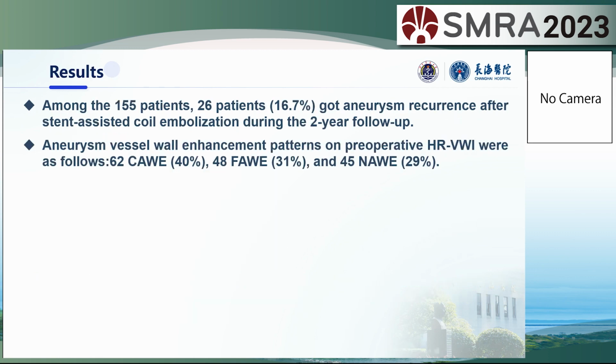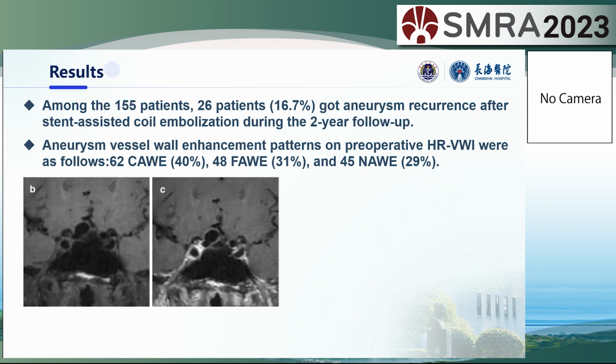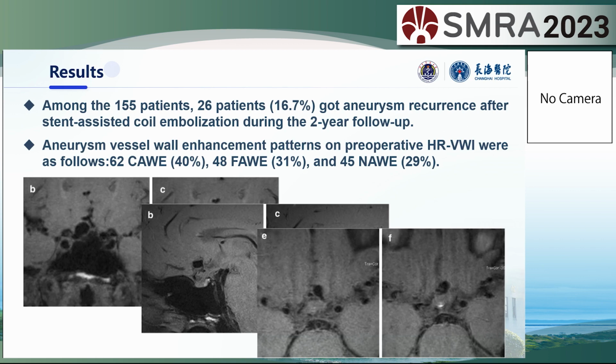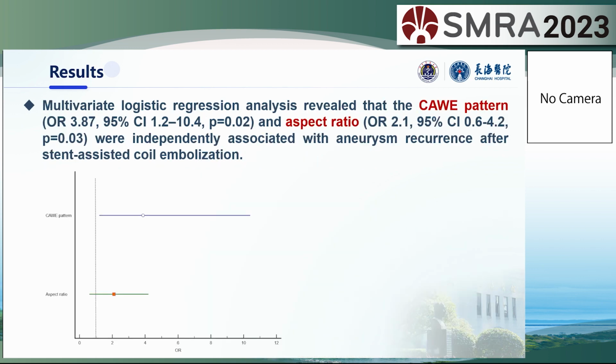Among the 155 patients, about 16.7% got aneurysm recurrence after stent-assisted coil embolization during the 2-year follow-up. We found 40% CAWE, 31% FAWE, and 29% no AWE. And this is some imaging. The multivariable logistic regression analysis revealed that the CAWE pattern and aspect ratio were independently associated with aneurysm recurrence after stent-assisted coil embolization.